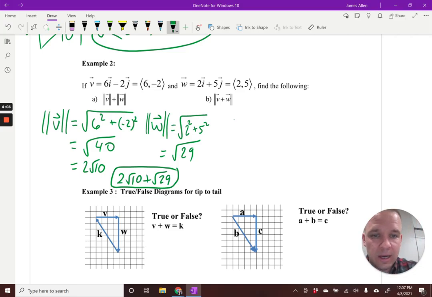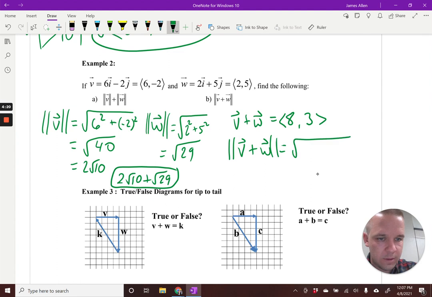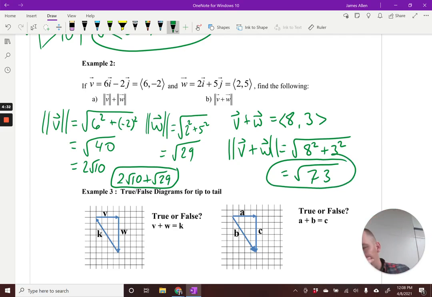Now with the other one, we need to add them together first. So I'm going to get V plus W. That's going to be 6 plus 2 is 8. And then negative 2 plus 5 is 3. And now I'm going to take the magnitude of that. So I'd have 8 squared plus 3 squared. So that's 64 plus 9, that's 73. Boom. Root 73 is our final answer. We can't simplify that. Now, let's think about why for just a sec here. Magnitude would be something like a length, a speed.